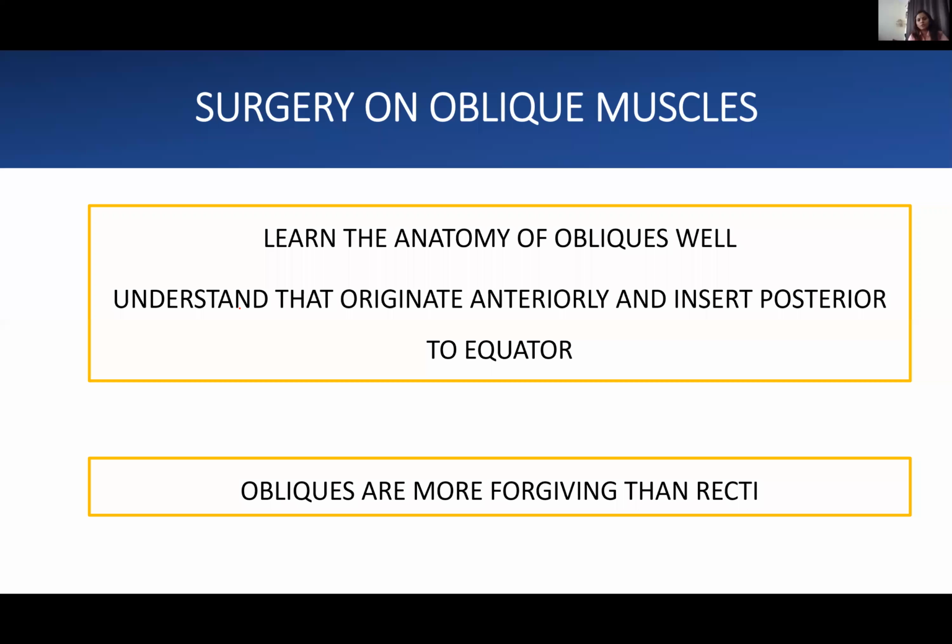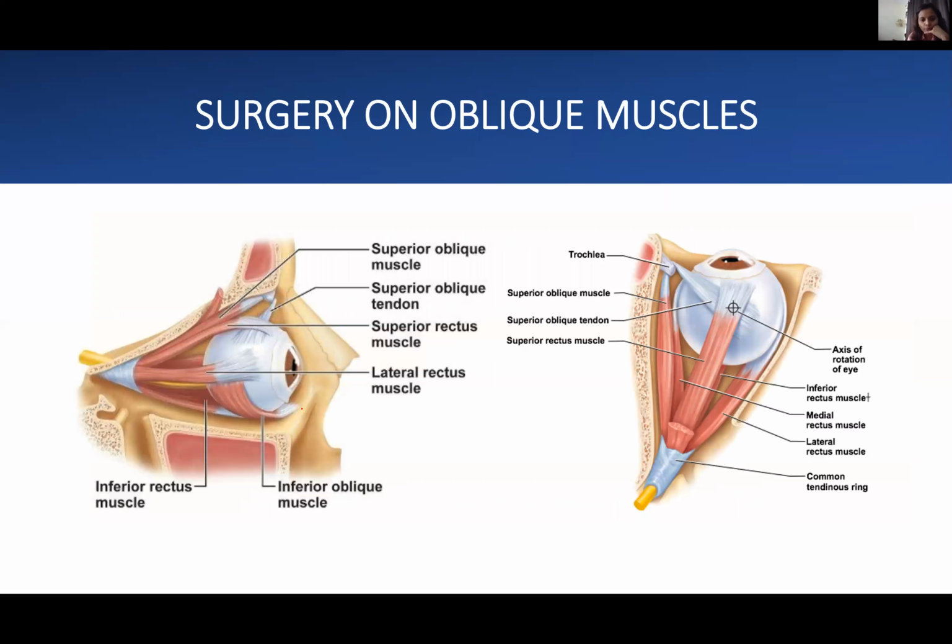So coming to surgery on oblique muscles. Before you start operating or even seeing oblique muscle surgery, you have to learn the anatomy of the obliques very well. You should definitely know that it takes origin anteriorly and inserts posterior to the equator, and therefore the action of the muscle is opposite. So this is the inferior oblique, which takes origin from the floor of the orbit and then inserts to the postero-inferior lateral quadrant. So this is the lateral part.